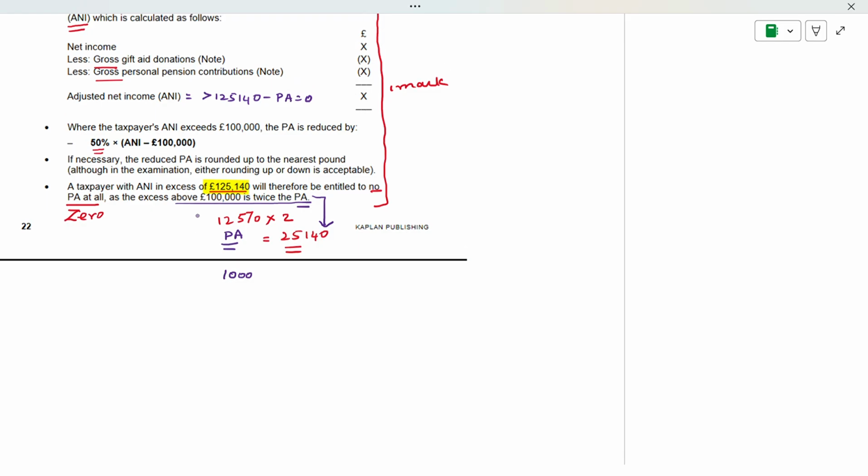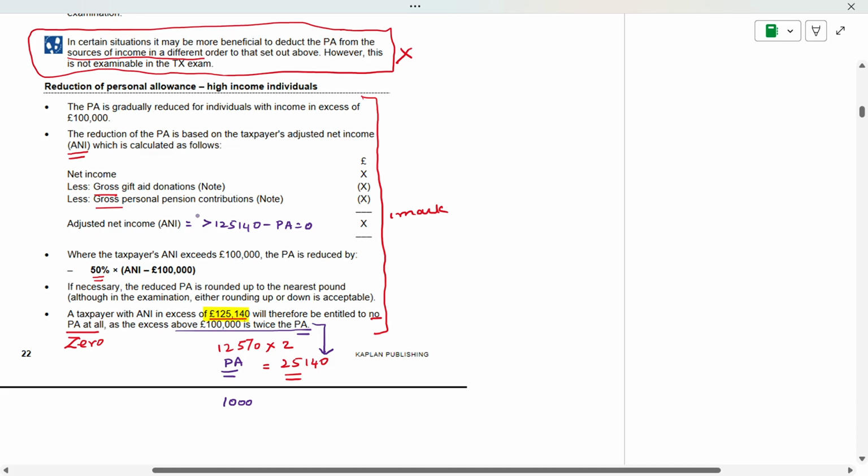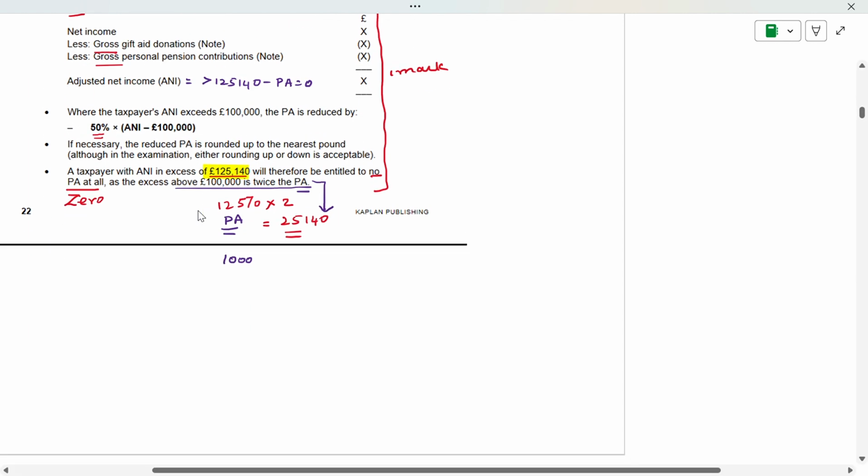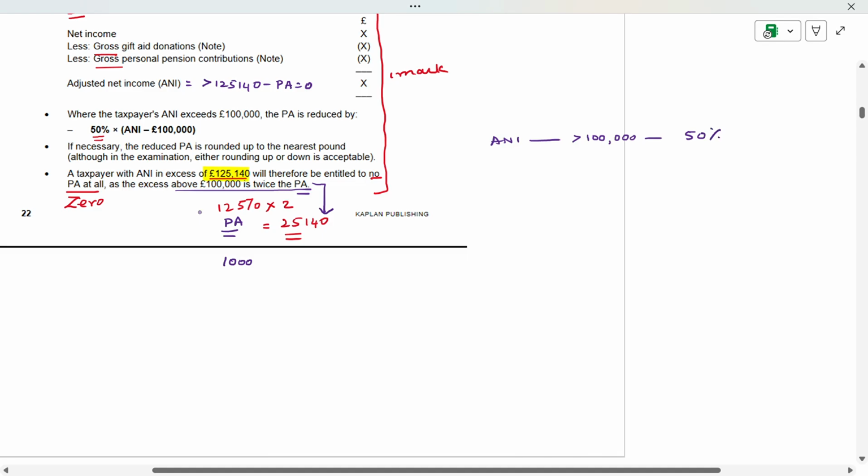If ANI exceeds 100,000, then what happens is that you will get twice of the personal allowance, okay? There are different stages. If ANI is greater than 100,000, you will get 50% of the personal allowance. Are you clear about this? So this 12,570 is the personal allowance which is given by them. It is a fixed amount.